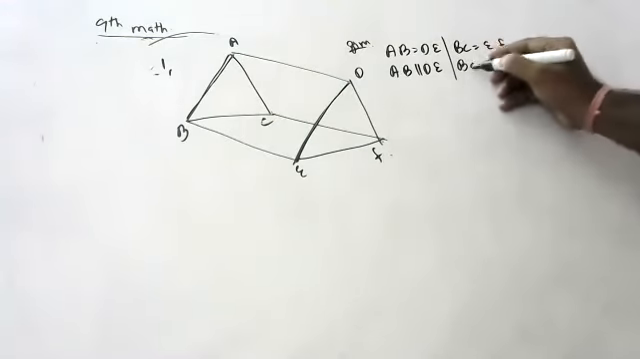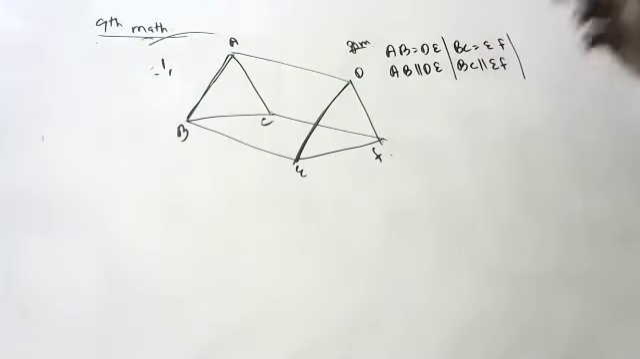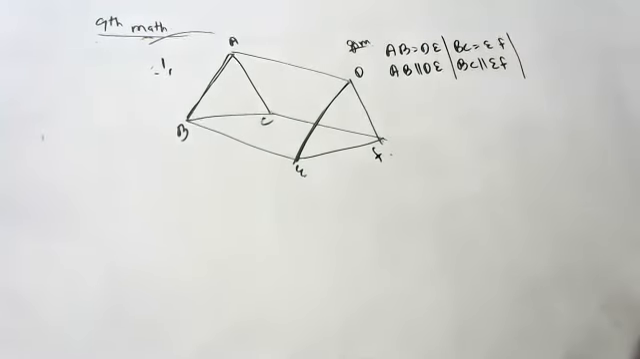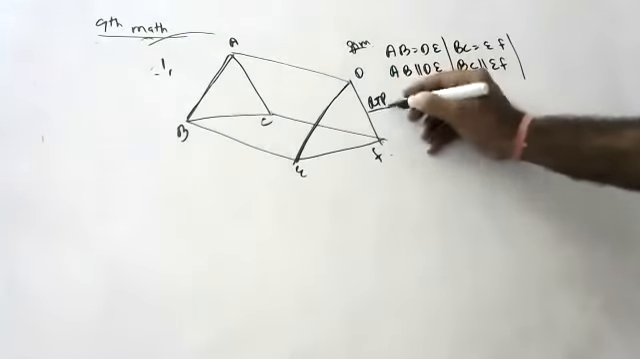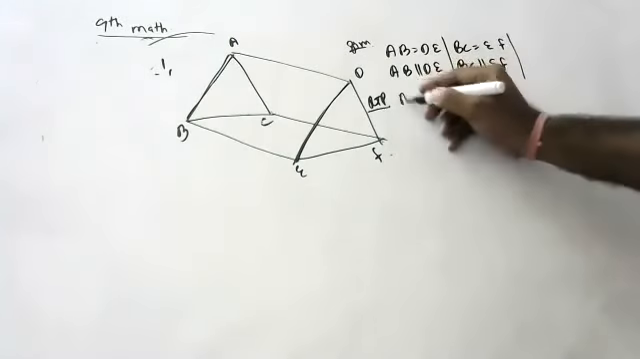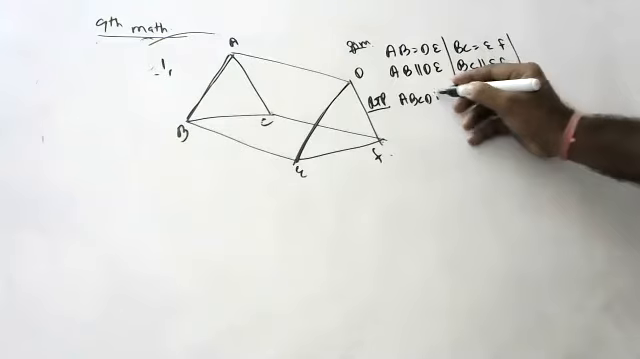In the same way, BC is parallel to EF. Now they are joined. So what we have to show, children? Required to prove. I'm writing, please see here, children. We have to prove that first ABED is a parallelogram.